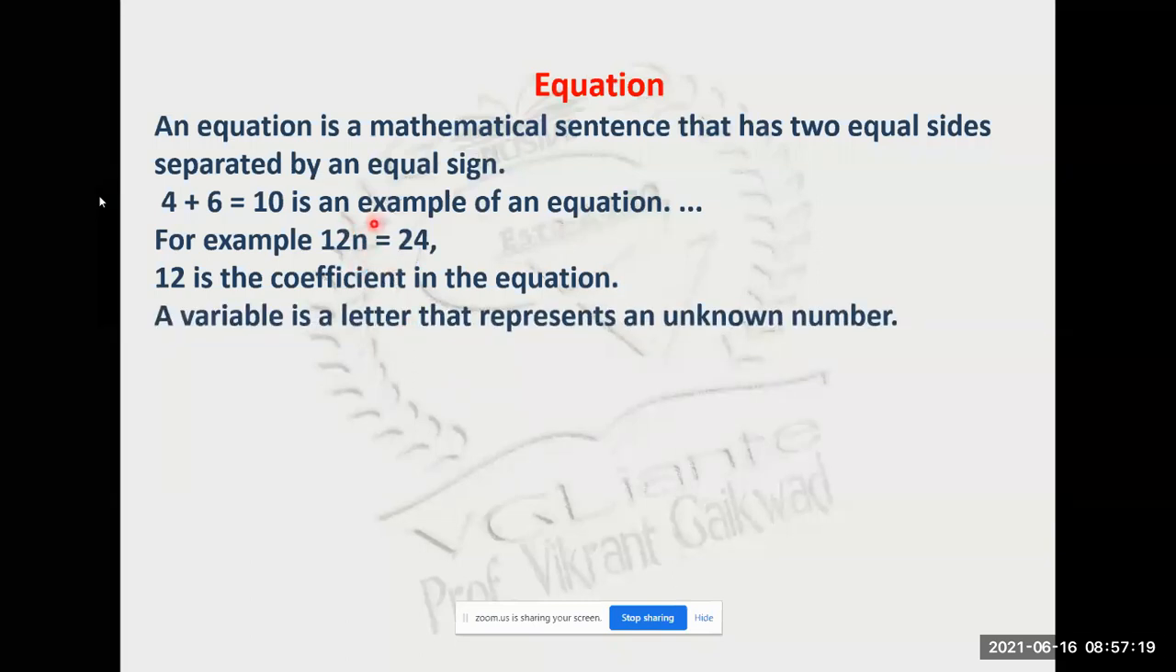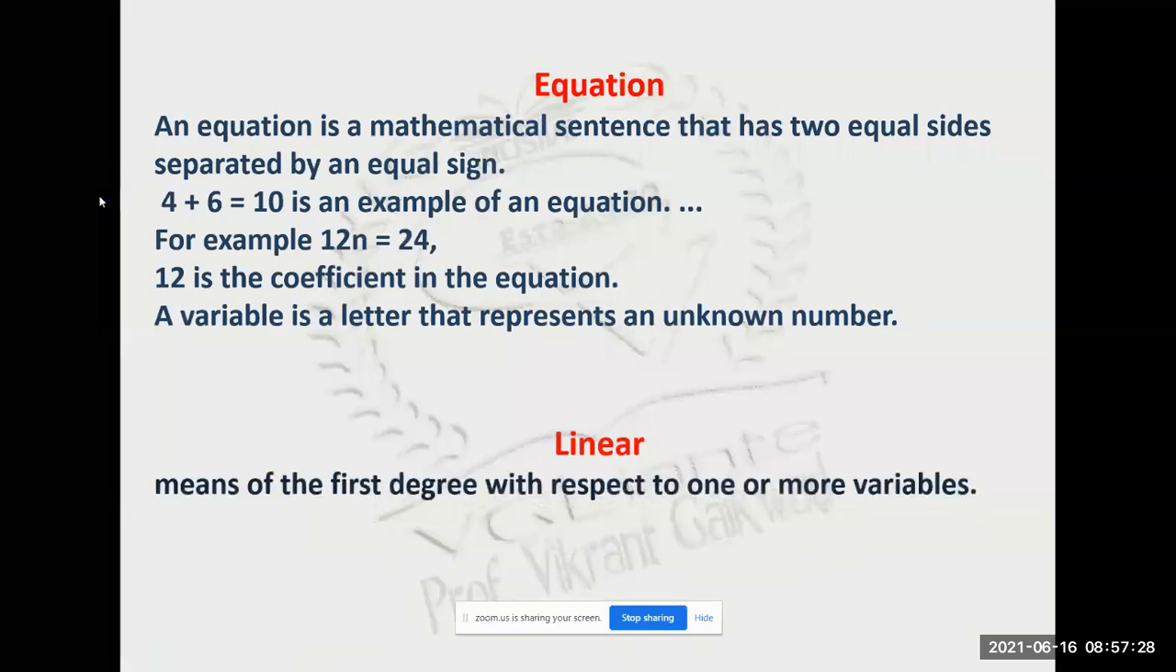12 is the coefficient in the equation. A variable is a letter that represents an unknown number. Linear means of the first degree with respect to one or more variables. So, an equation basically is a mathematical sentence that has two equal sides which are separated by an equal sign. So here you can see the example which is given.